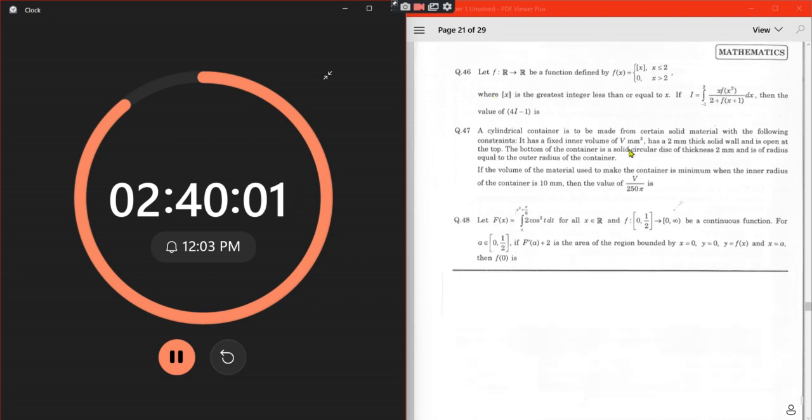A cylindrical container is to be made from certain solid material with the following constraints. It has a fixed inner volume of V millimeter cube and has a 2 millimeter thick solid wall and is open at the top. Okay, you said the volume is fixed V, 2 millimeter thick solid wall. What? Acha, okay, and is open at the top. Okay, fine. The bottom of the container is a solid circular disc of thickness 2 millimeter. Circular disc. Acha, radius equal to outer radius of the container. I have given the thickness too, okay.